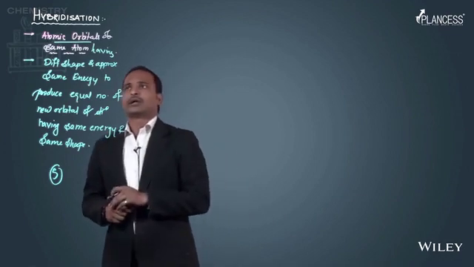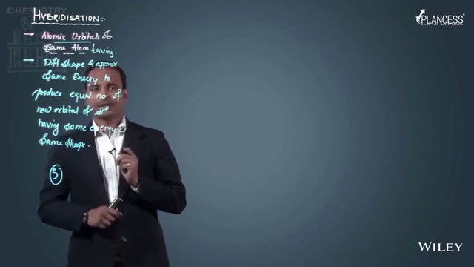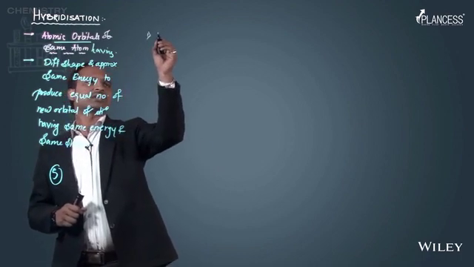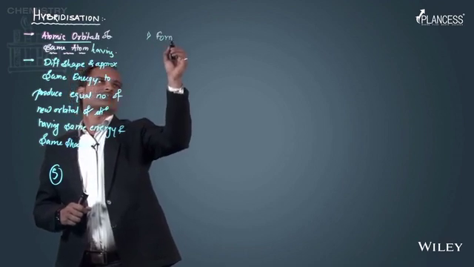Okay. Now let's see the steps which are involved in hybridization. Step number 1 involved in hybridization is the formation of the excited state.